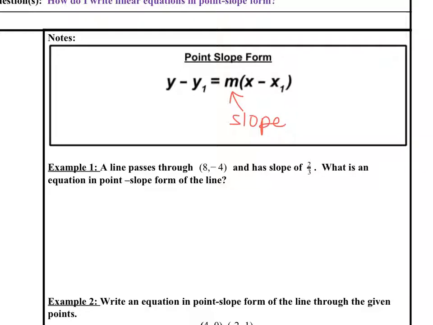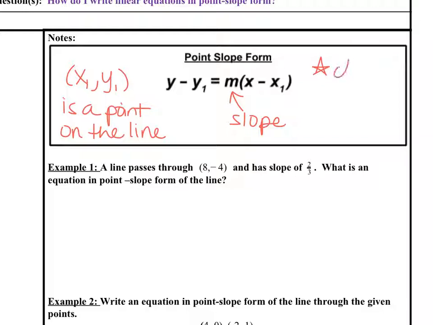X1, Y1 is a point on the line. Last thing I need you to write down is that whenever you use this formula, you have to change the signs of the point.